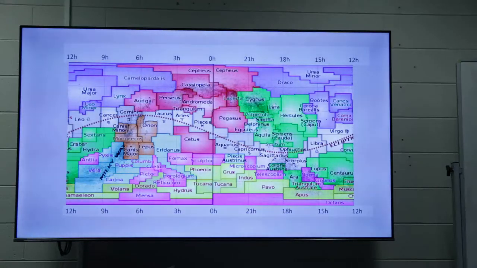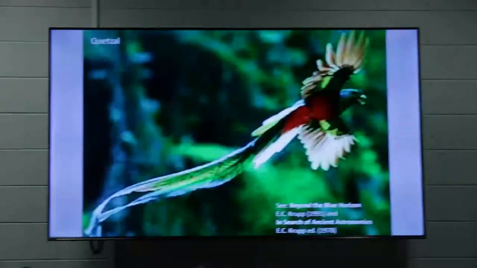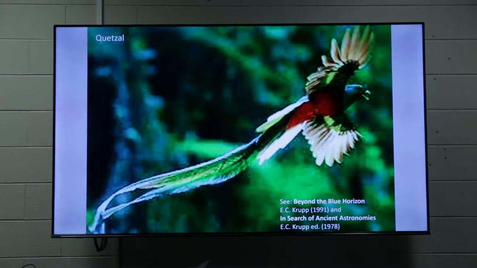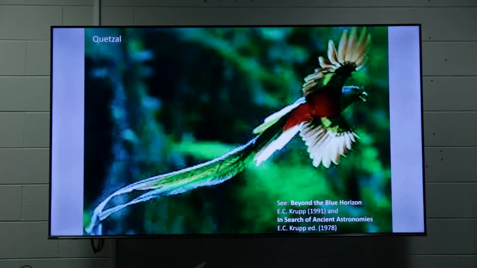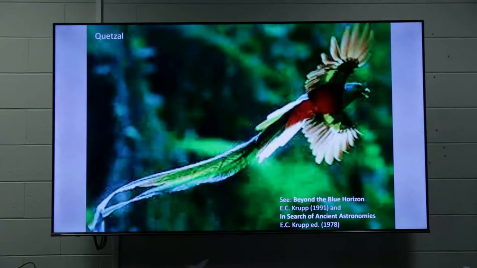Oh yeah, here are the constellations in the background. You know all the constellations. I won't drag you through that. And so, before I show you step by step through the cycles, let me point out the Quetzal. What does the Quetzal have to do with this?